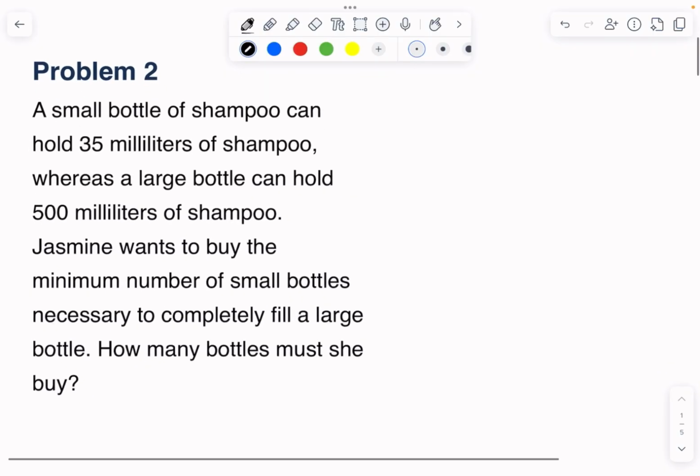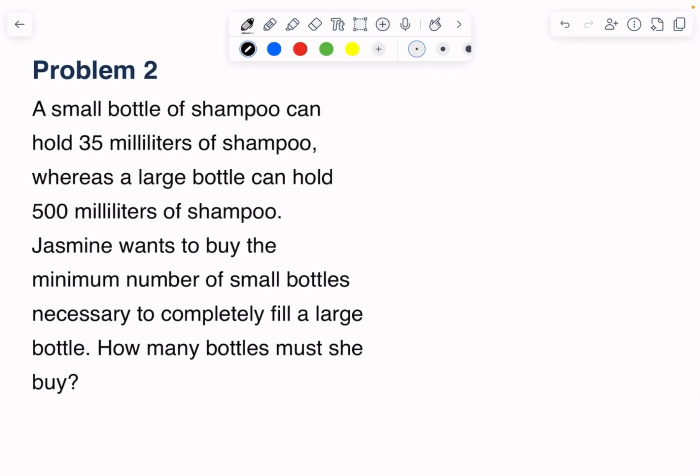Problem number 2. A small bottle of shampoo can hold 35 milliliters of shampoo, whereas a large bottle can hold 500 milliliters of shampoo. Jasmine wants to buy the minimum number of small bottles necessary to completely fill a large bottle. How many bottles must she buy?